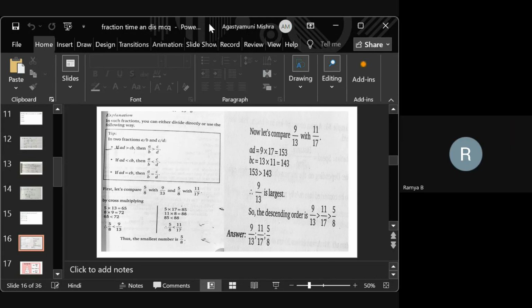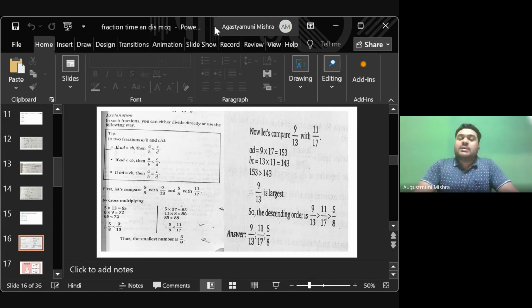Please explain this, sir. Definitely, ma'am. Ma'am, there are two methods. First method, I am going to tell you about this. Here, there is a tip given in the above section. When we are arranging them in ascending or descending order, we use cross multiplication. If there are three numbers, we cross multiply them with each other.